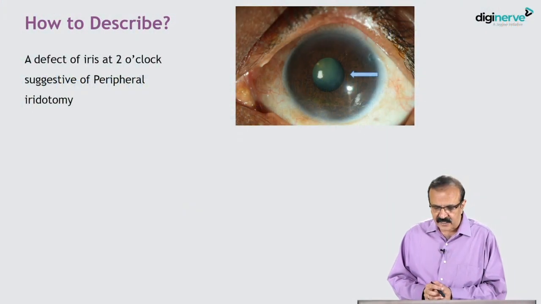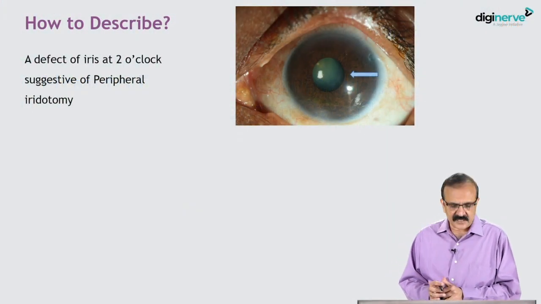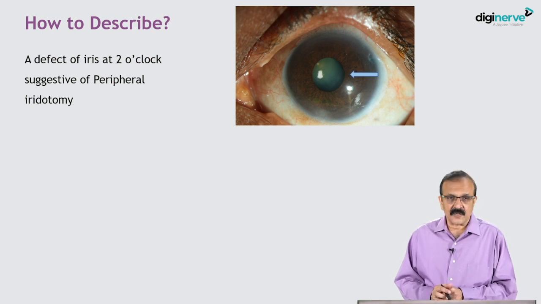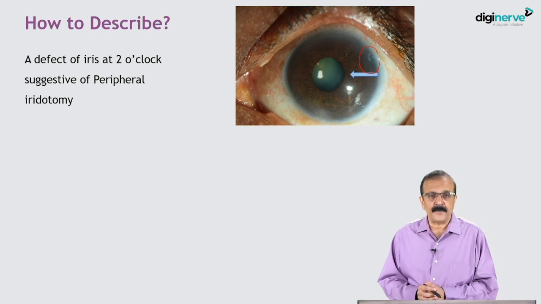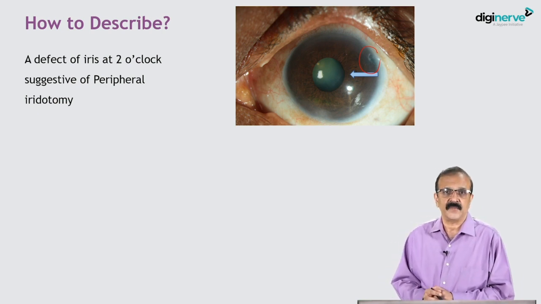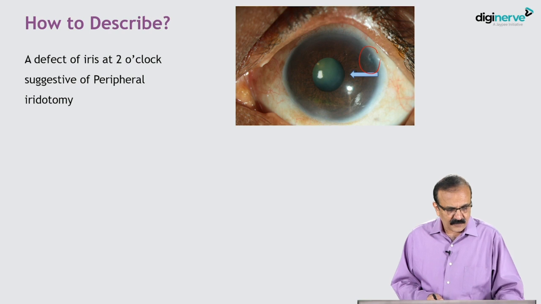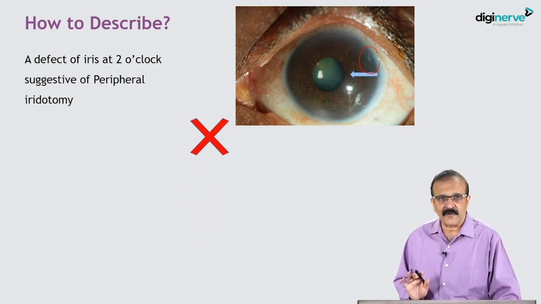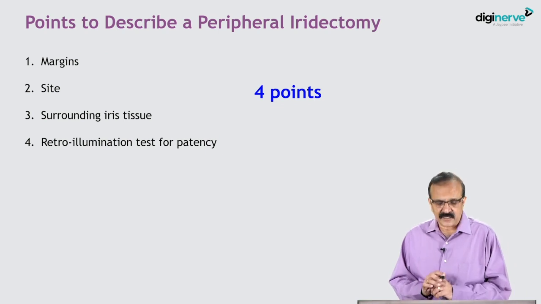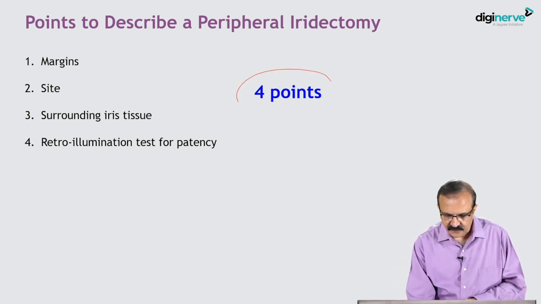How do you describe a peripheral iridectomy? Suppose you are seeing this case, you would say a defect of iris at 2 o'clock position suggestive of a peripheral iridotomy. You would present like that. But we don't want to present like that. That is just a casual way of presentation. We would describe it in 4 points.